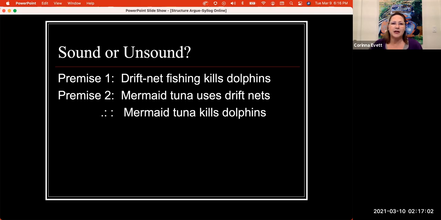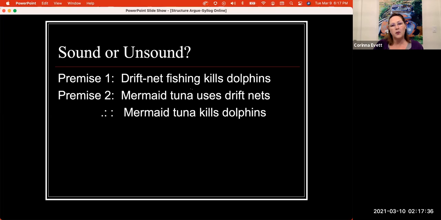Can we also see that in the syllogistic form, we can imagine if this were a developed argument, that we would have more information to help prove drift net fishing kills dolphins, right? And maybe even statistics of the numbers of dolphins killed, and where they're killed, and then Mermaid Tuna's use and how often they've used it, and where they use it, and so on and so forth. So we have that. Now let's look at whether we think it's valid.